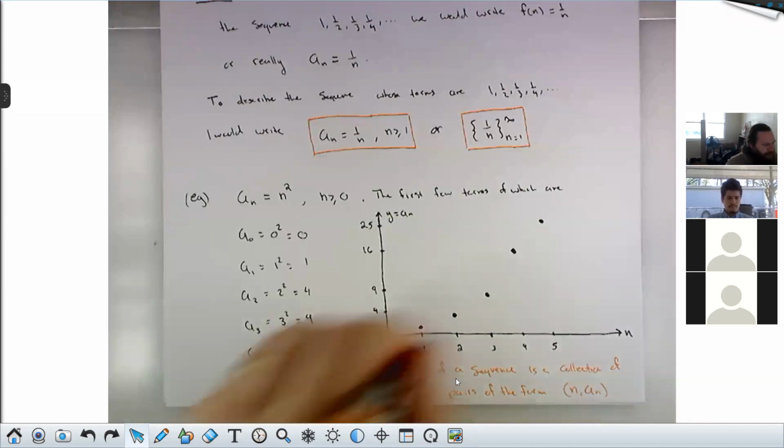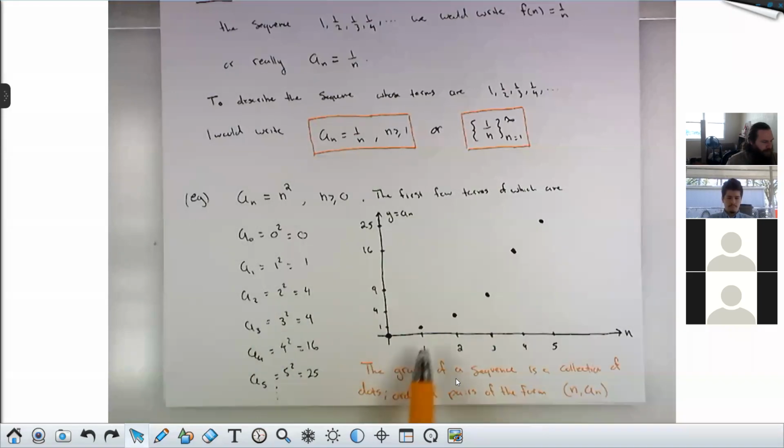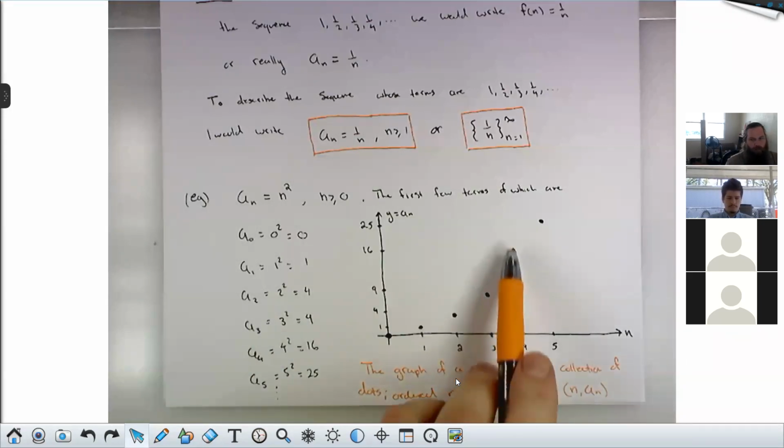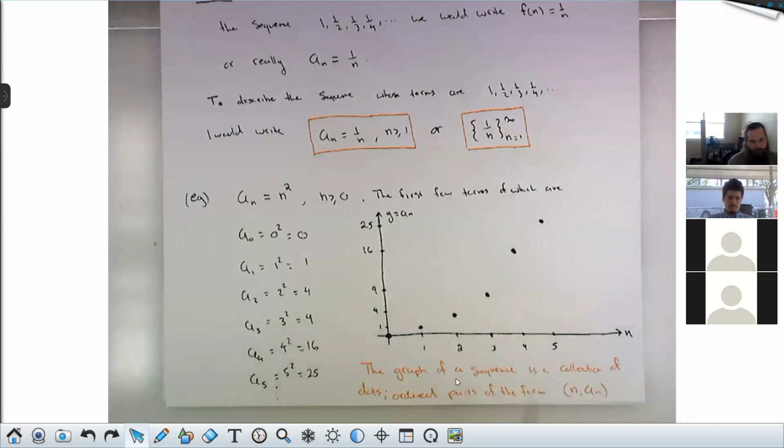There is no curve. There is no point like in between here on this graph. There's no point in between here on the graph. There's no point in between here or in between here. Because the domain of the sequence is just the whole numbers.